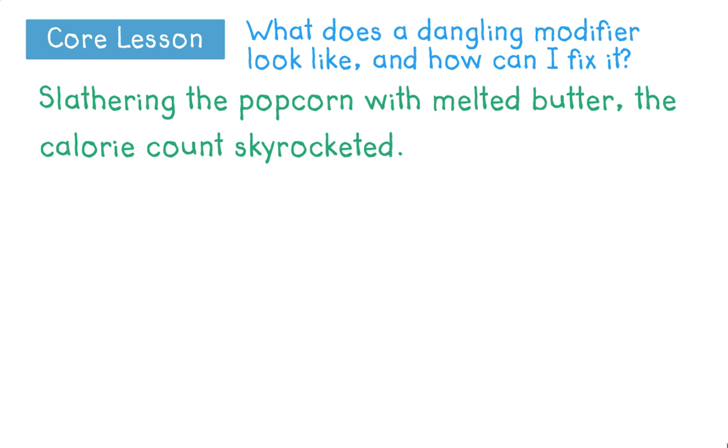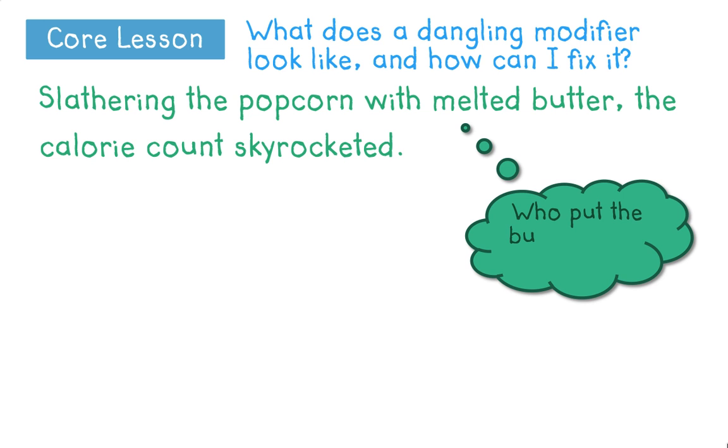Slathering the popcorn with melted butter, the calorie count skyrocketed. This time you fix the sentence, following the steps we just talked about. First, find the problem. Next, add the missing target word and any other words you need in order for the sentence to make sense. Then reorganize the rest of the words in the sentence so the modifier is as close as possible to its target. On your practice sheet, write down your corrected sentence. There will be more than one way to fix it. Select pause. When you are ready to continue, hit play again.